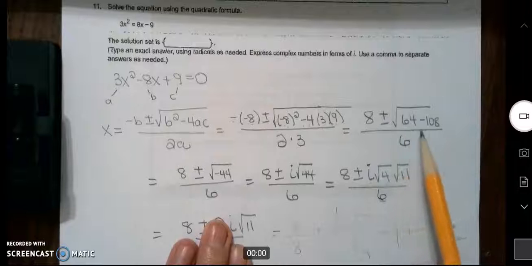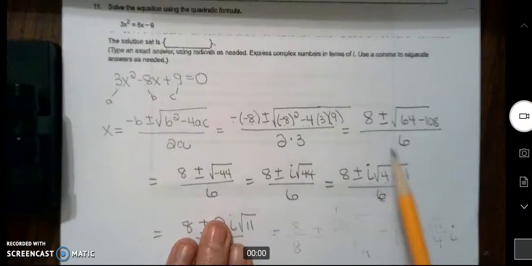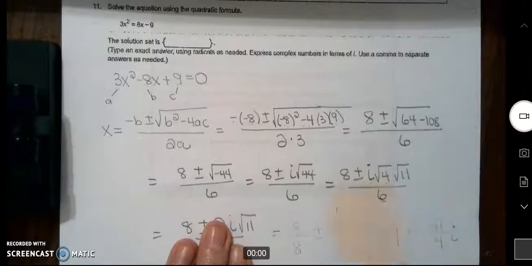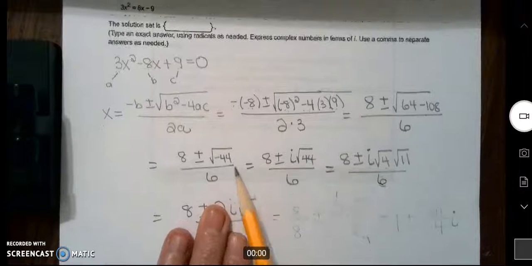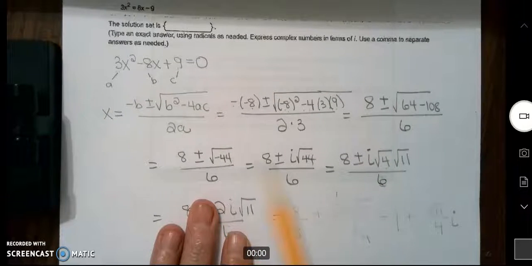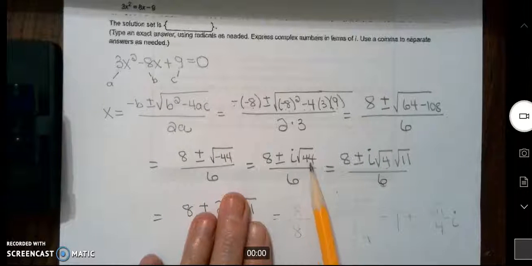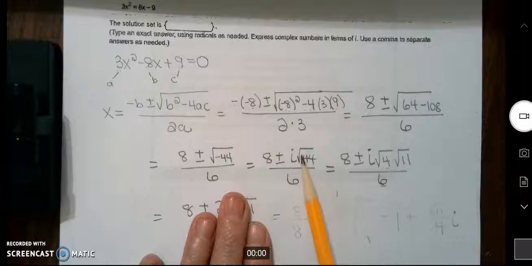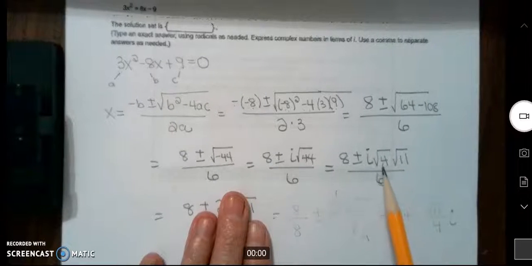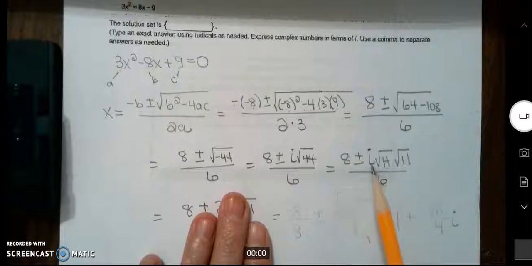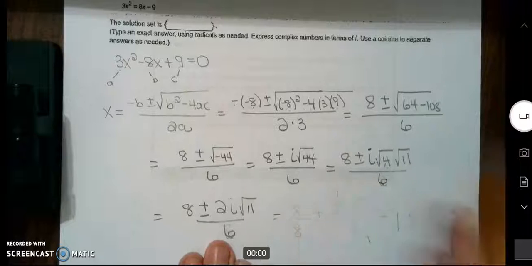Okay, so inside here, this is the only thing I changed from here to here. 64 minus 108 gives me -44. Since I have a negative inside the radical, I write that as i square root of 44. And then to put this in simplified radical form, 44 is 4 times 11, where 4 is a perfect square. So then the next step is I write this as 2, and I keep everything else the same.